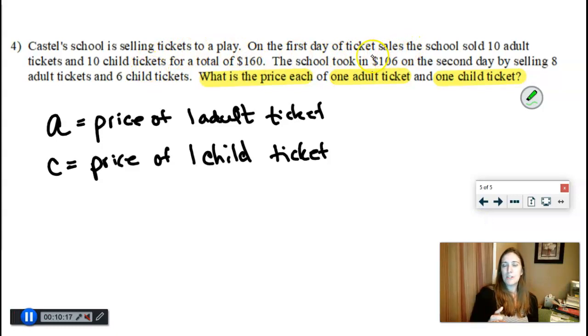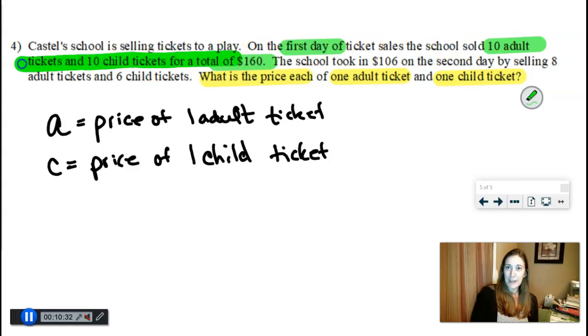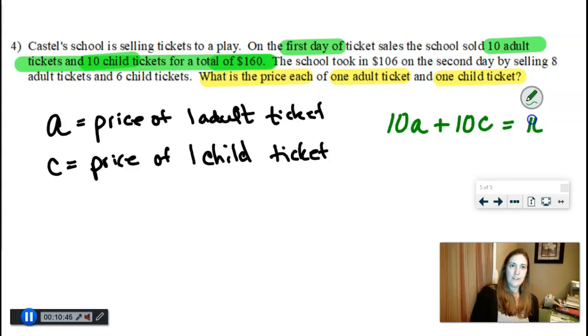All right, highlighter, let's go green again. So this time we have two equations. They represent the 2 days that we sold tickets. So on the first day, they sold 10 adult tickets and 10 children's tickets for a total of 160. So that equation would be 10 times the price of an adult ticket, and then 10 times the price of a child's ticket, for a total of 160.